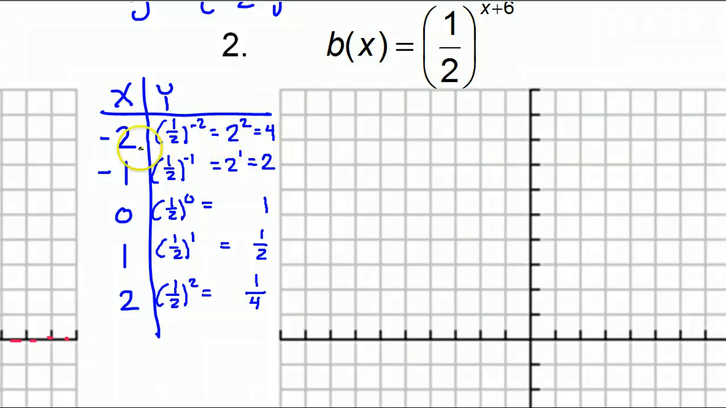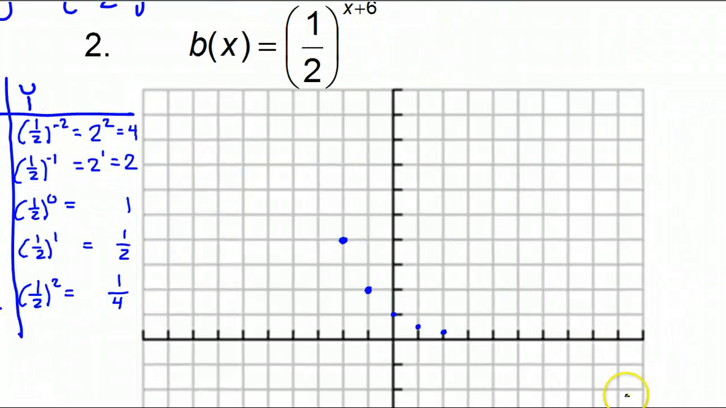So at -2, we are at 4. At -1, we're at 2. At 0, we're at 1. At 1, we're at 1/2, that's right in the middle. And at 2, we're at 1/4, which is right about here. Okay, so clearly this graph is decreasing. Let's go ahead and draw the curve as best we can.